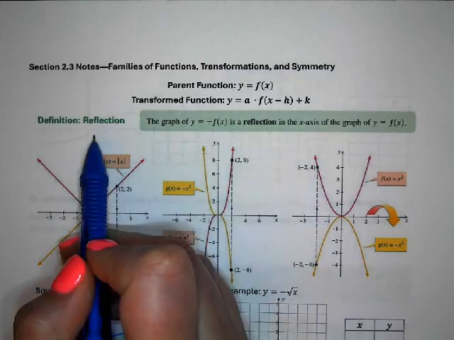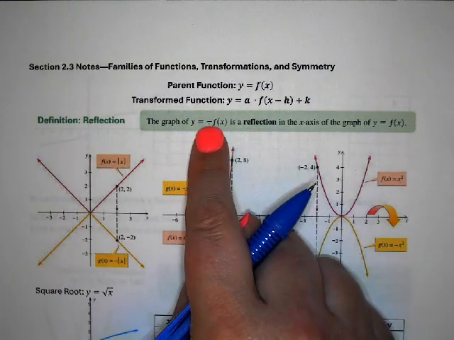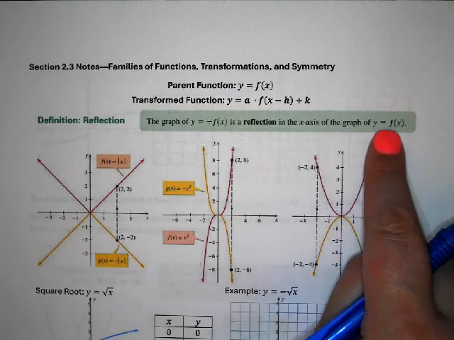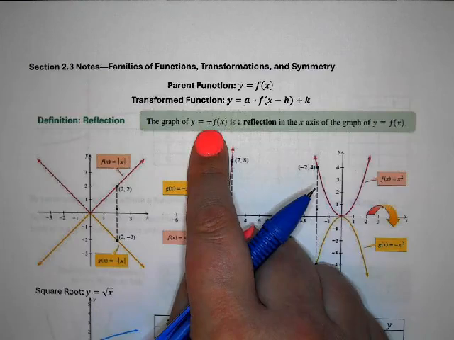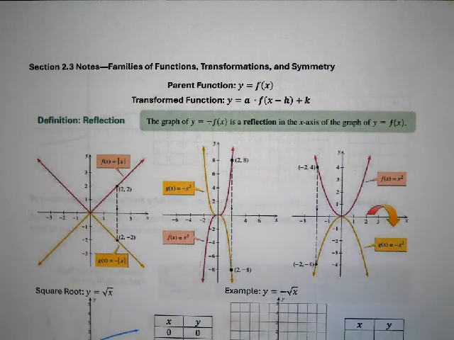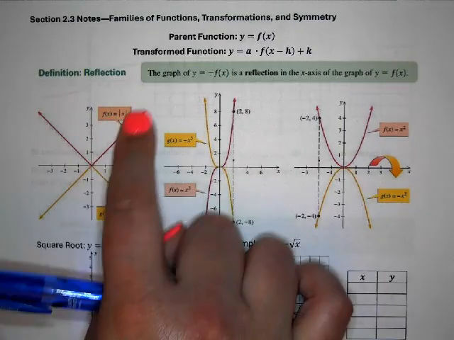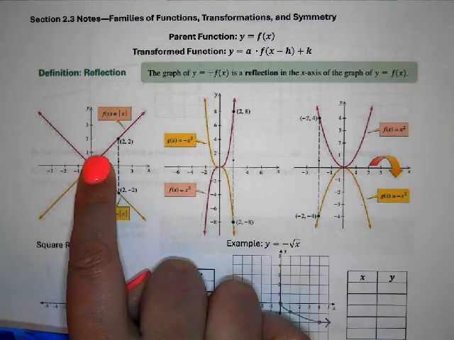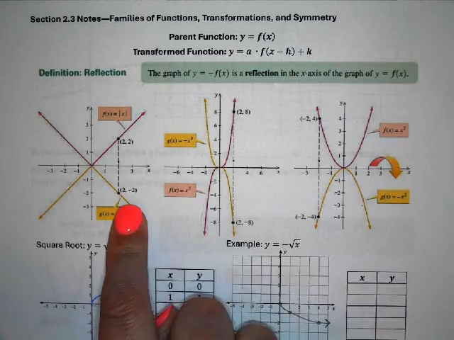So first, we're going to look at the transformation of reflections. So if you have the parent function y equals f of x, then if you see y equals negative f of x, that means the graph has been reflected over the x-axis. It's been flipped upside down. So here we can see this is a regular absolute value graph. The V shape is going up. If you stick a negative in front of the equation, it flips it upside down.